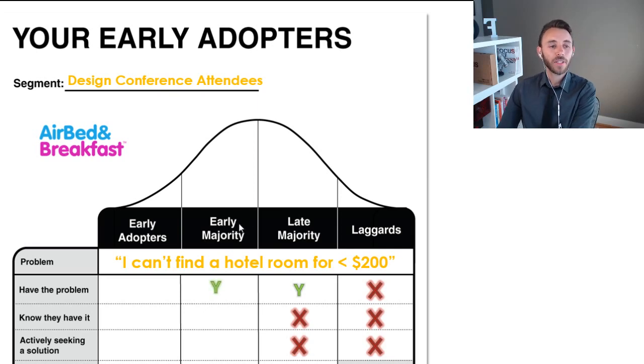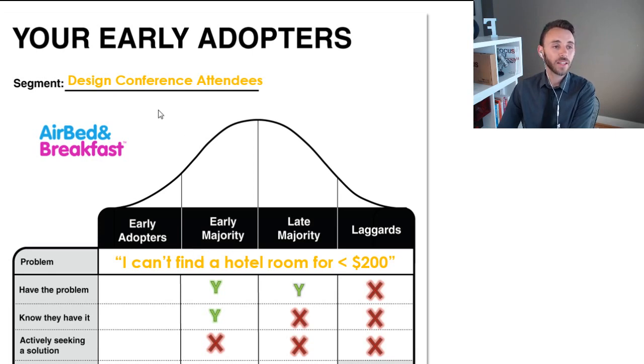Now you can talk about the difference between them and the early majority, where the early majority are people who have the problem and know that they have the problem. They will acknowledge that they have a problem. But it's not such a big problem that they're actively seeking a solution for it. So someone who might fall into this category is someone who says, oh my gosh, I can't find a hotel room for less than $200, so I'm just simply not going to go. I'm going to skip out.